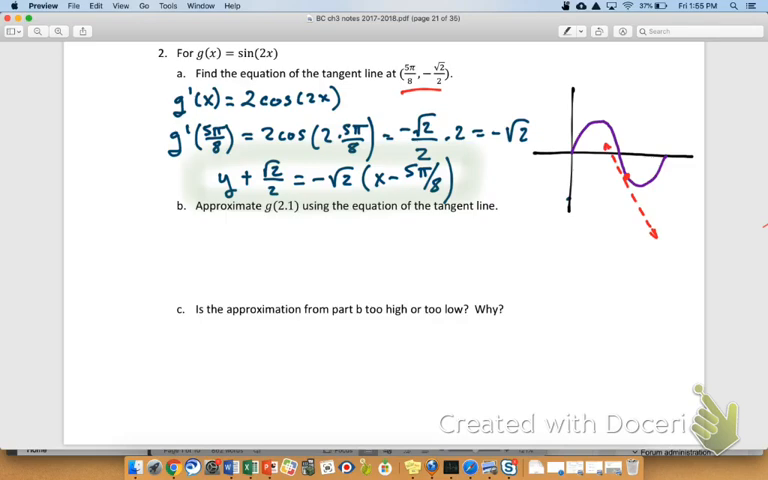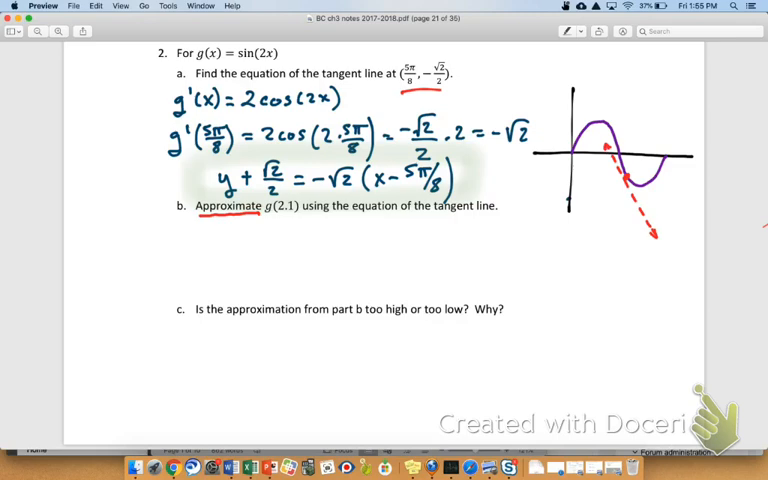Okay. So then B says approximate g of 2.1, and I feel like a lot of folks get kind of uncomfortable with this word because we're not used to hearing approximate. We want to know what the exact answer is, right? And so we'll use approximation quite a bit. It says to approximate g of 2.1 using the equation of the tangent line.